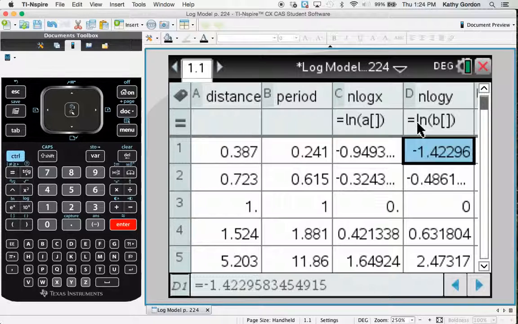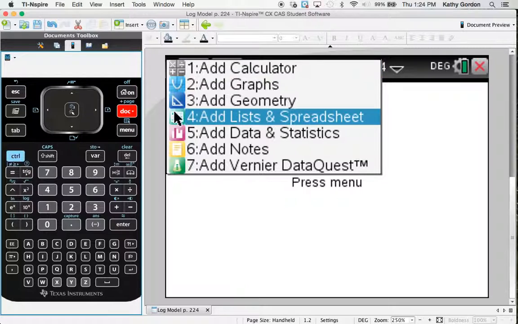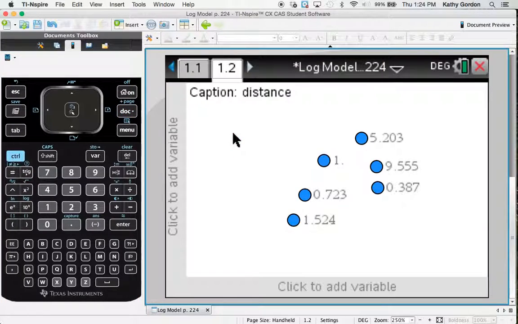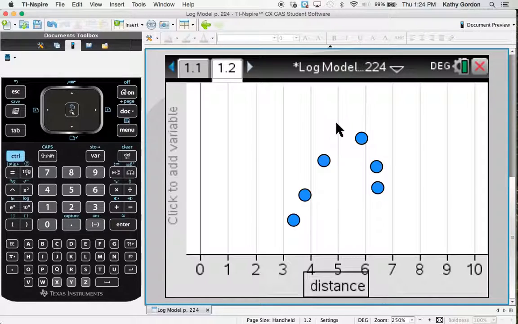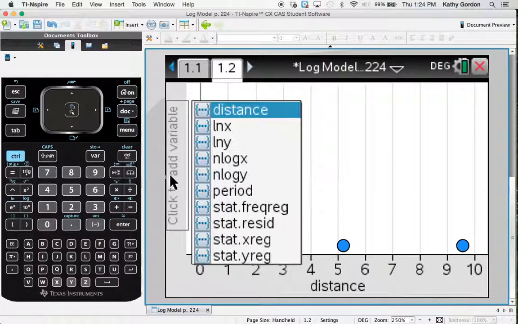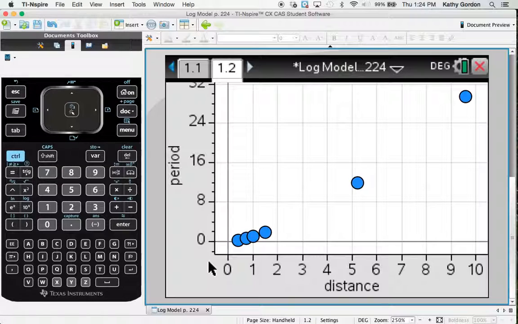Okay? All right, so now that I have the data and the values that I want to use, now I'm going to add a page, and I'm going to choose data and statistics. Now if I want to look at what the original points actually looked like, I would go here to distance and over here to period. And so my 6 planets based on my original information look like that.